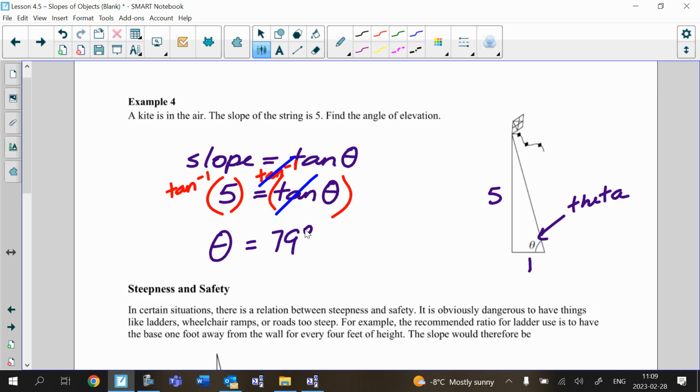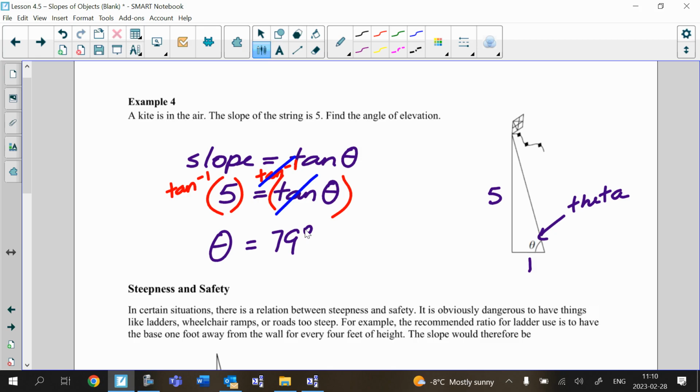So we can use trig with slope to find angles of elevation, which also tells us how steep something is. Because obviously, the bigger the angle, the steeper it is. Would you consider this pretty steep? Almost getting close to vertical? Yeah, it's pretty steep. Whereas if it was like 39 degrees, then the kite would be out there somewhere. Whereas at 79, the kite's going to be up here. So that's where we can use trig.